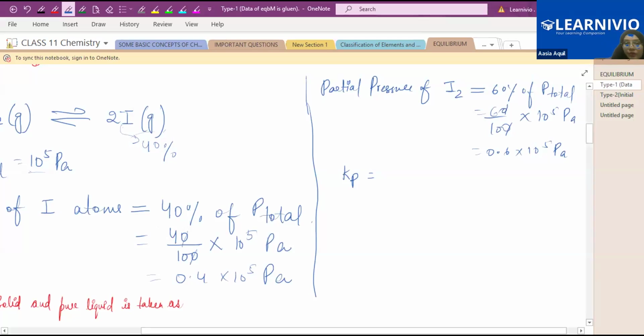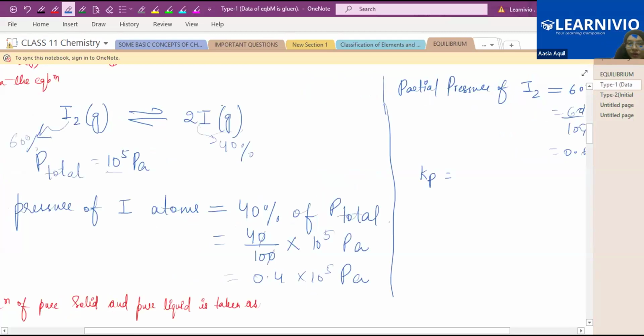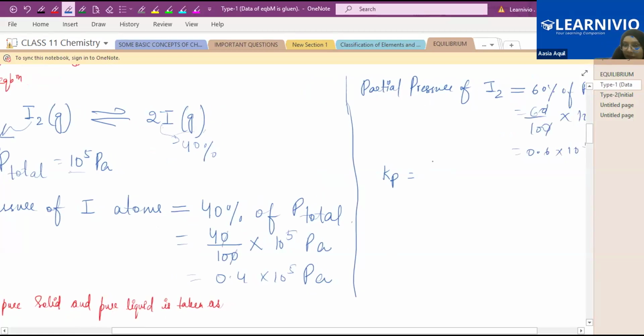So Kp will be equal to, this is the reaction, I2 and the product is 2 iodine atoms. In the numerator we will write the product side, the pressure, not concentration. I will not write the concentration symbol over here. I will only write the pressure of iodine, and this is the stoichiometric coefficient, so I will write it as a power, raised to the power 2, upon the reactant, which is I2, the pressure of I2. Here there is no coefficient, 1, so no need to write it.